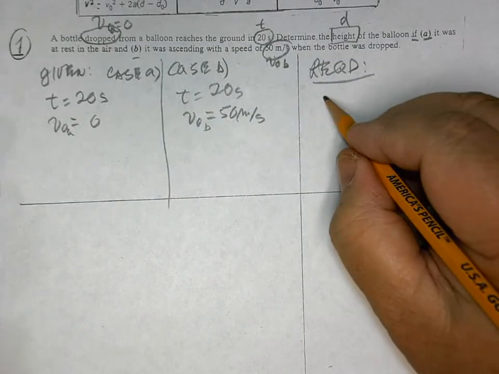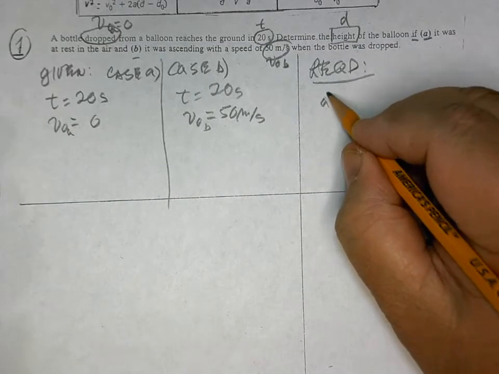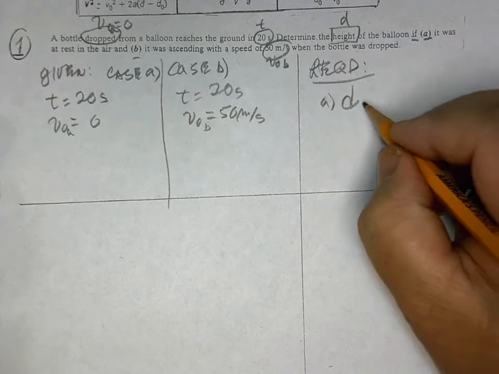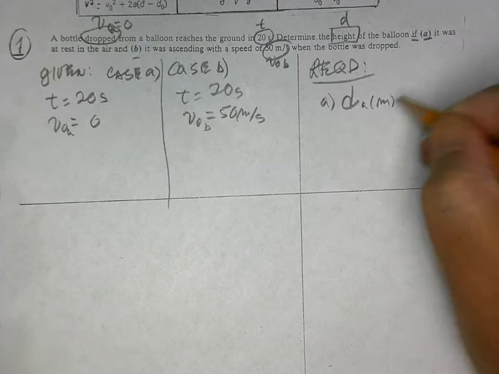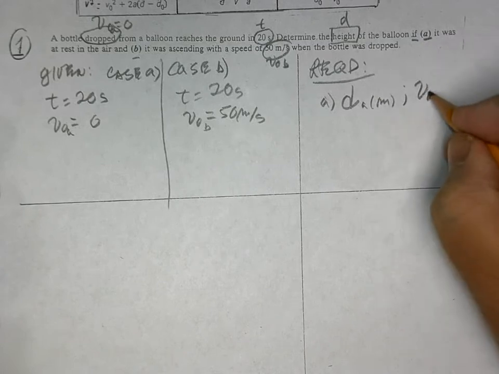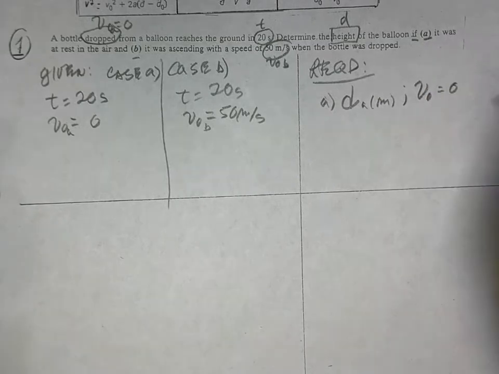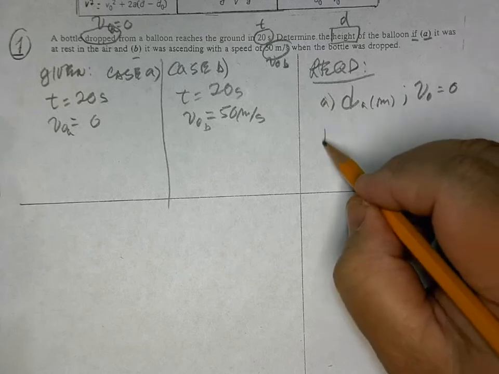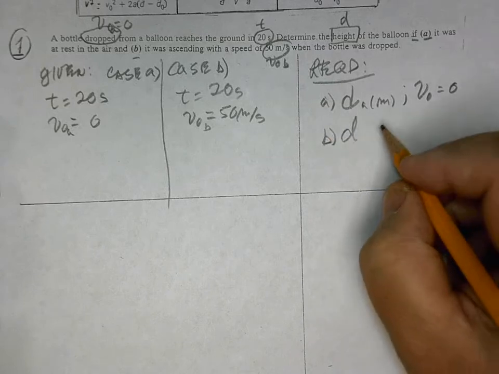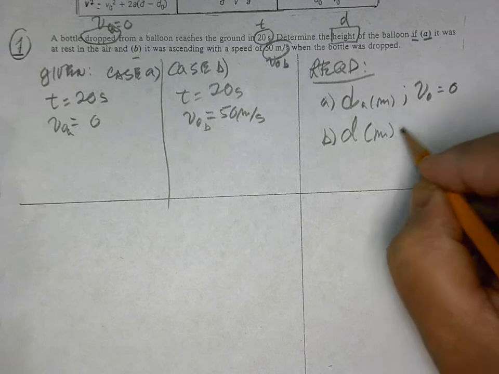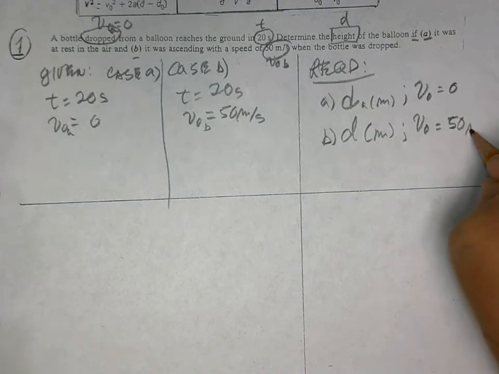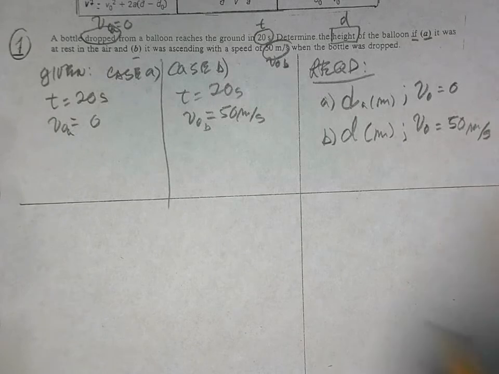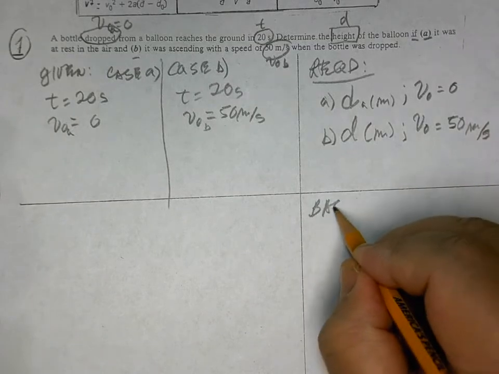Okay, and what is required? In both cases, it's D. In A, D for case A, which is in meters, when V0 is equal to 0. And B, still D, in meters, when V0 is equal to 50 meters per second. Okay, and what's our basis?